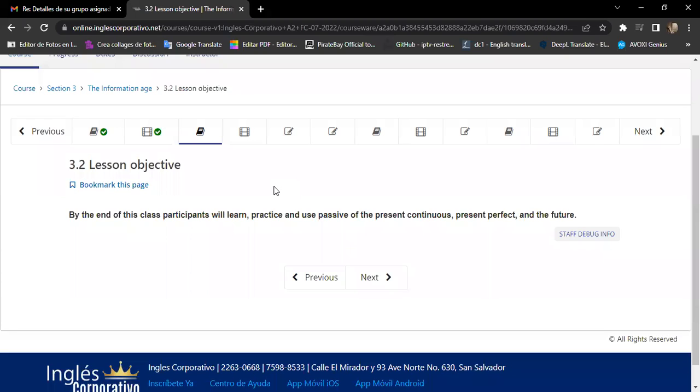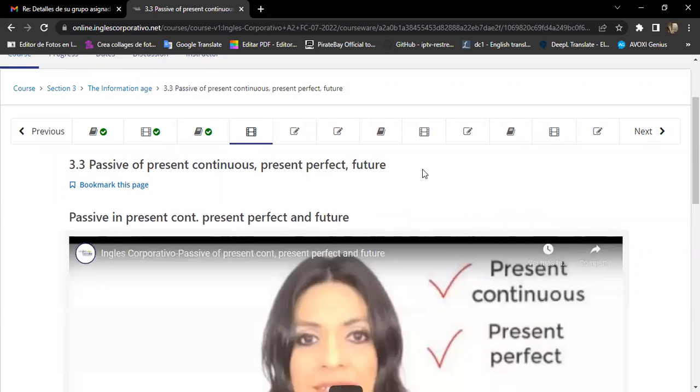Listen, it says, by the end of this class, participants will learn, practice, and use the passive of the present continuous, present perfect, and future. Okay, we're going to speak passive. I have a question. In English, there are two ways of speaking, a passive form and an active form.